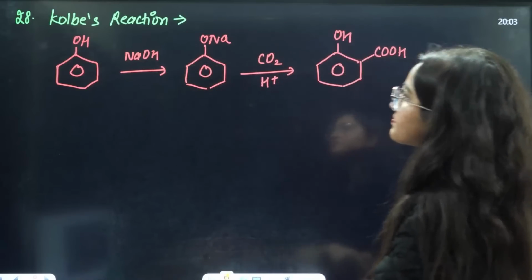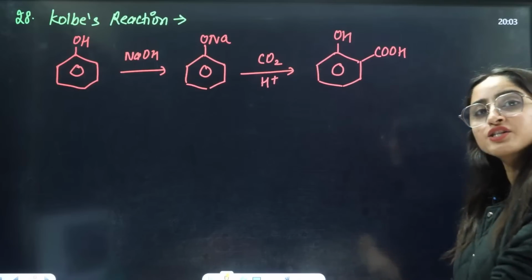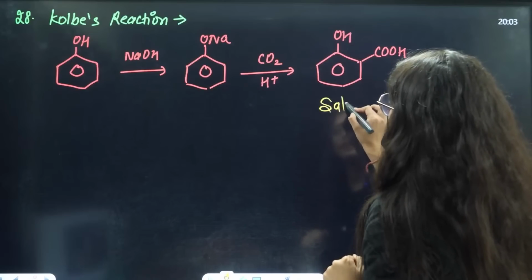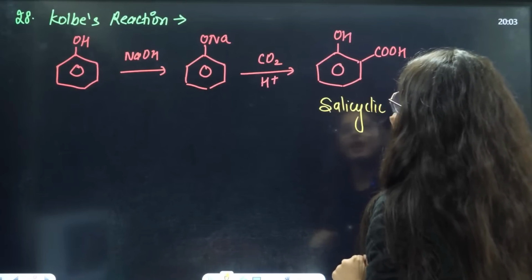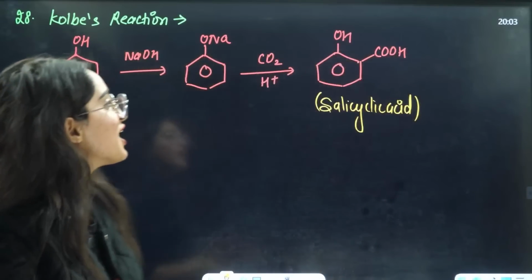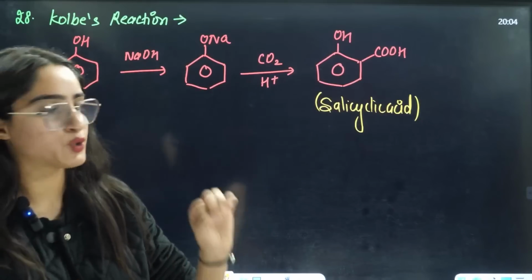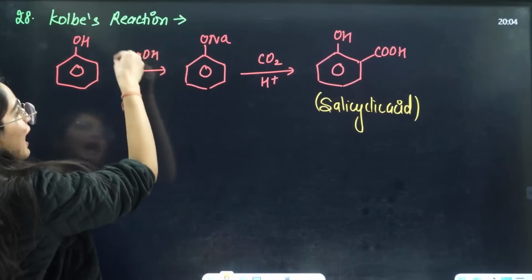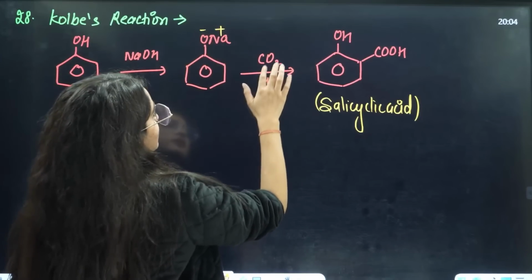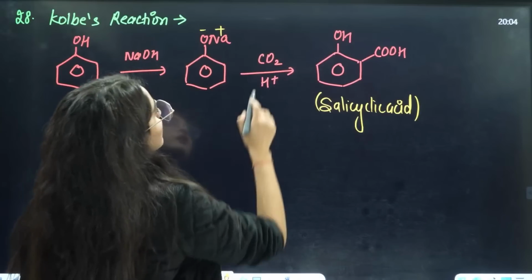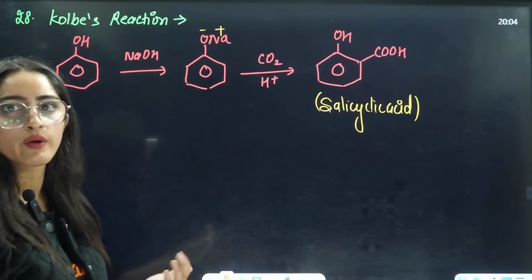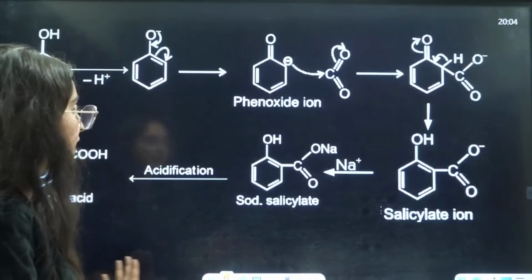Now, Kolbe's reaction. In Kolbe's reaction, what you have? This phenol is converted to salicylic acid. Salicylic acid, very good for acne. I know it better, right? So salicylic acid is formed. Now here what we do, we add NaOH, it is converted to O negative, Na positive. Then in the acidic condition, on adding CO2 and H positive, it will get converted to COOH. You're like, ma'am, this is pure cramming. What is the mechanism, ma'am?